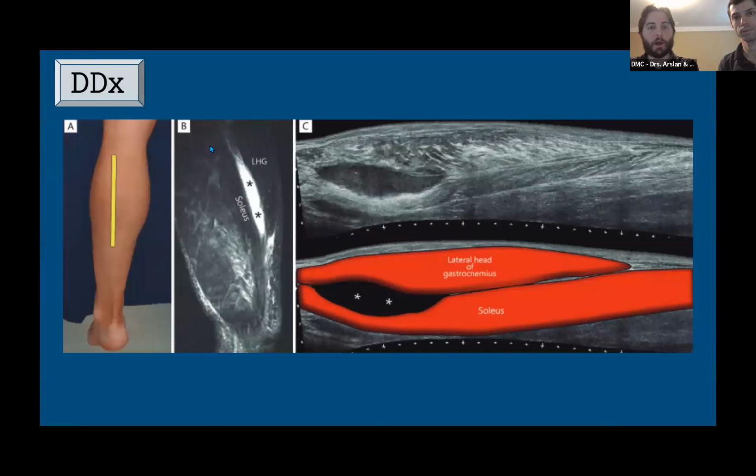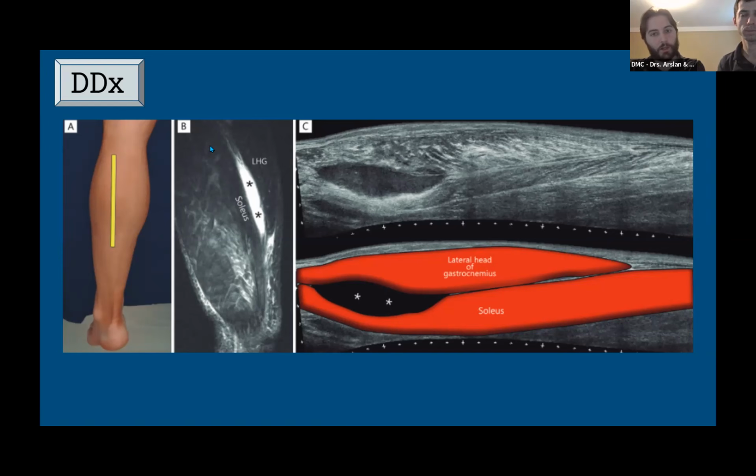Here we present a frequent red herring, something that can be commonly confused for a medial gastroc tear. You can see this large hypoechoic defect in the area where the plantaris muscle usually sits, and this would be consistent with a plantaris rupture.